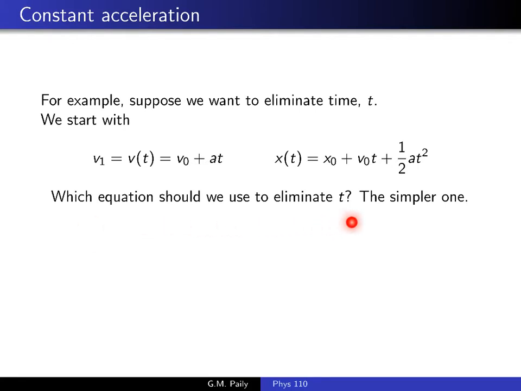Which one should we use to eliminate t? The answer is the simpler one. This is a simple linear equation in t, whereas this is quadratic. It is much simpler to solve this for t. And so we get t is equal to v1 minus v0 divided by a.